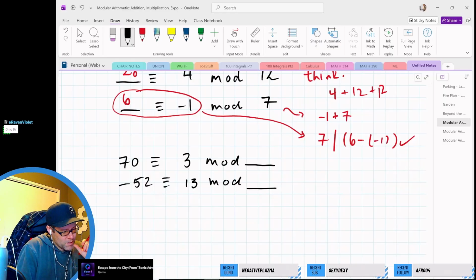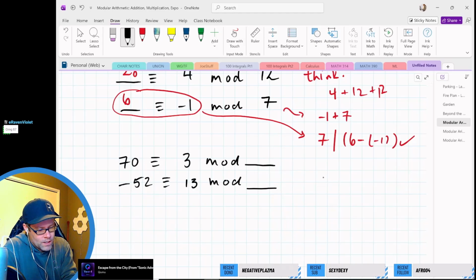So we need to get up to like 67. Is that true? Right, so I kind of have to take 70, I need to divide by something, and I need to get 67 with the remainder of 3.